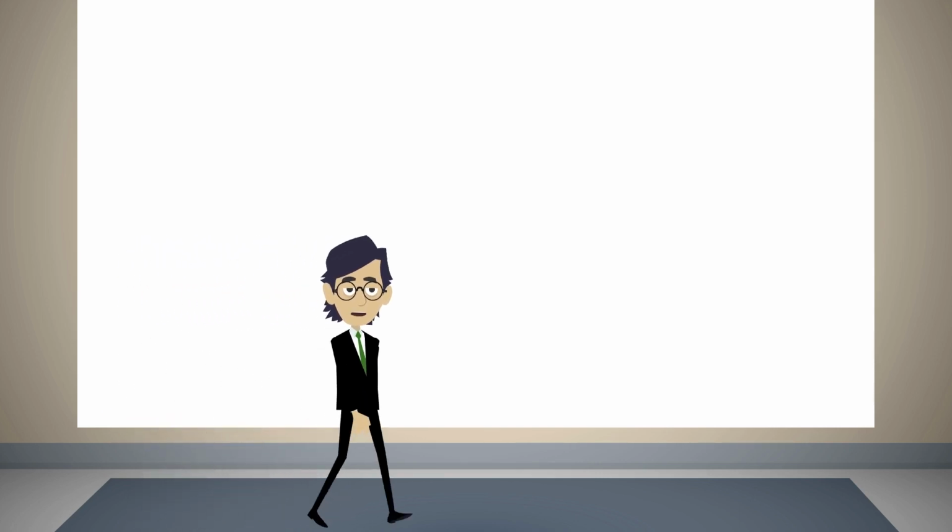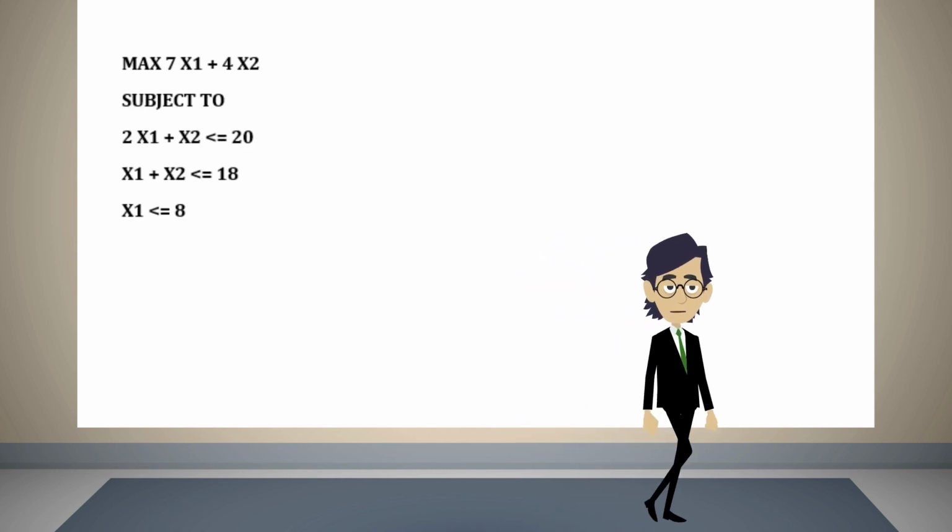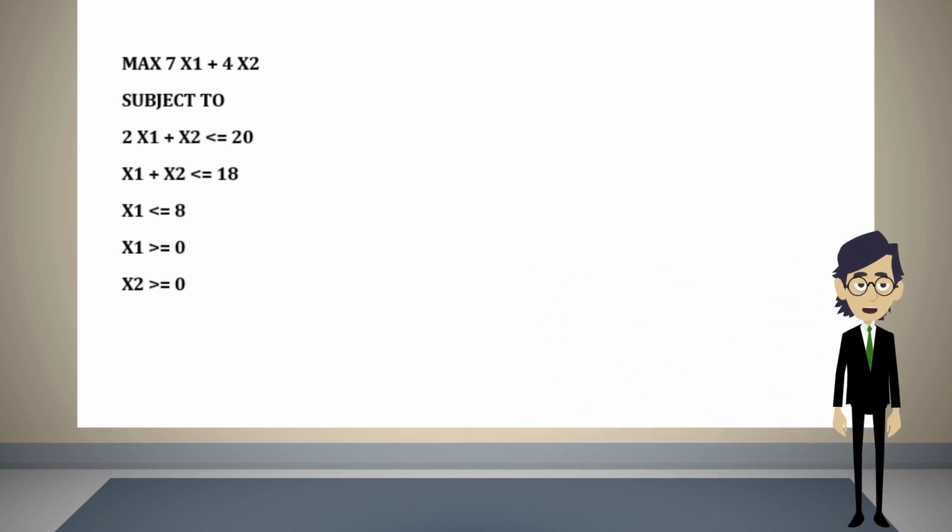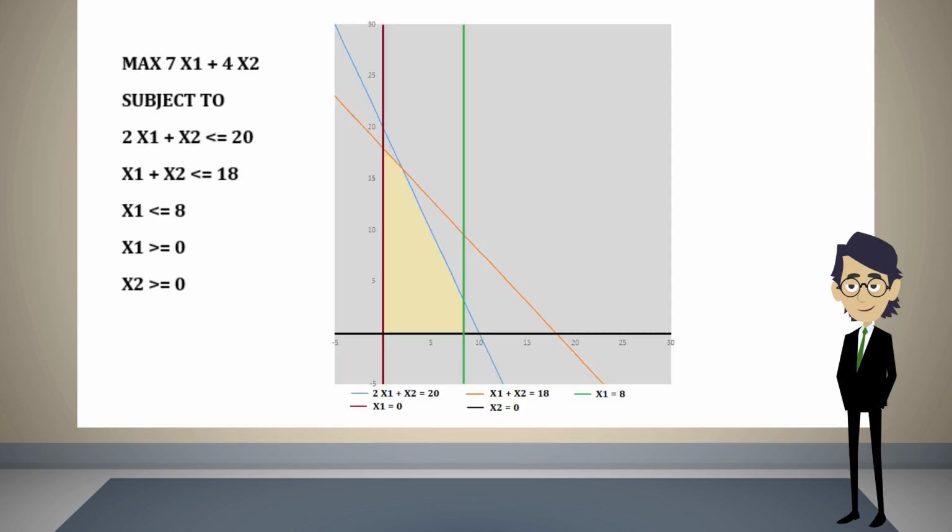For instance, imagine the following problem. If you plot the equations, you will surely obtain the following graph. Taking into account the non-negativity constraints, we have a set of 5 constraints. Now, I ask you to observe the vertices of the feasible region.